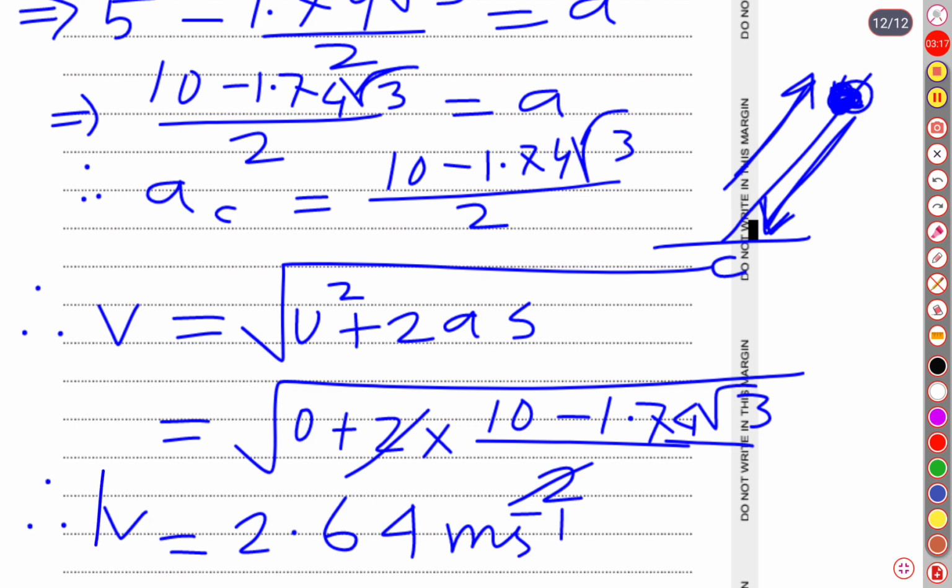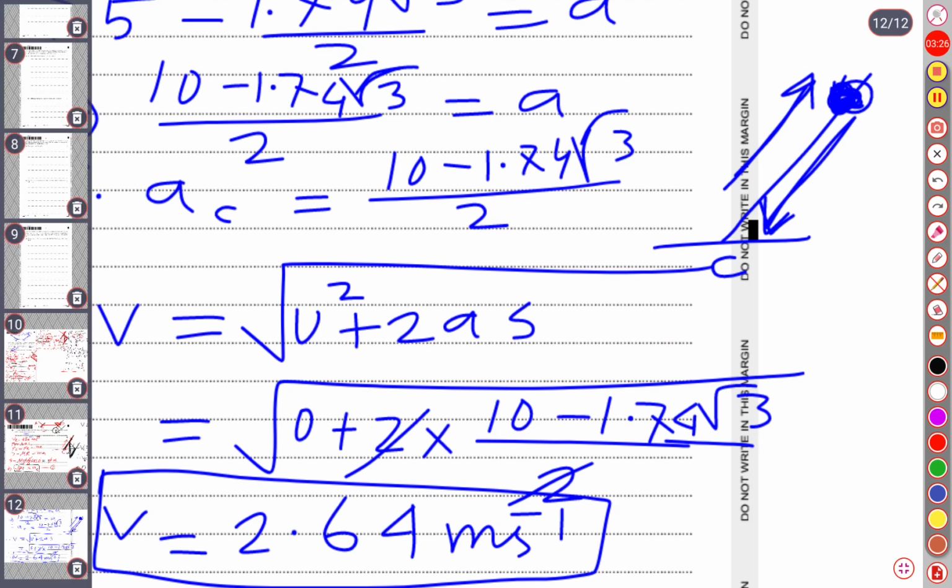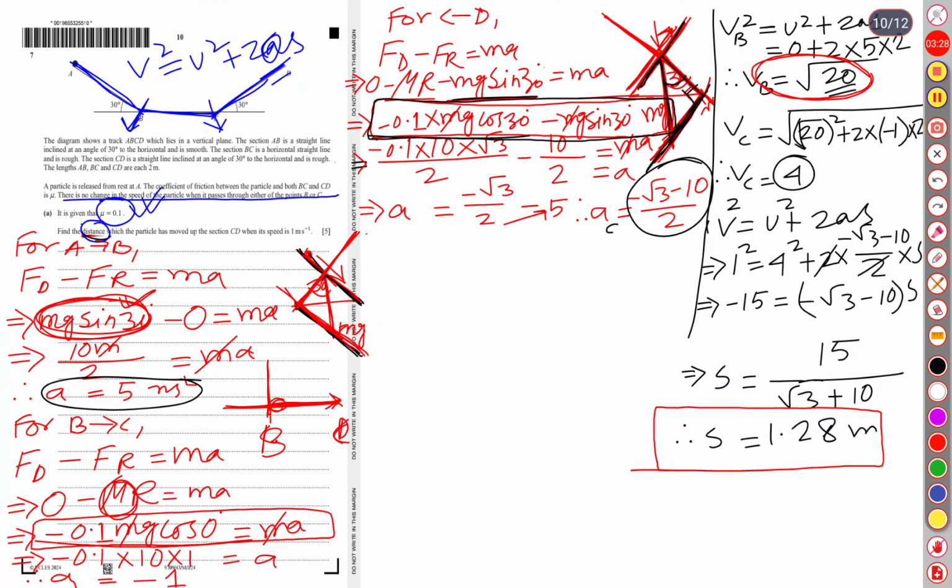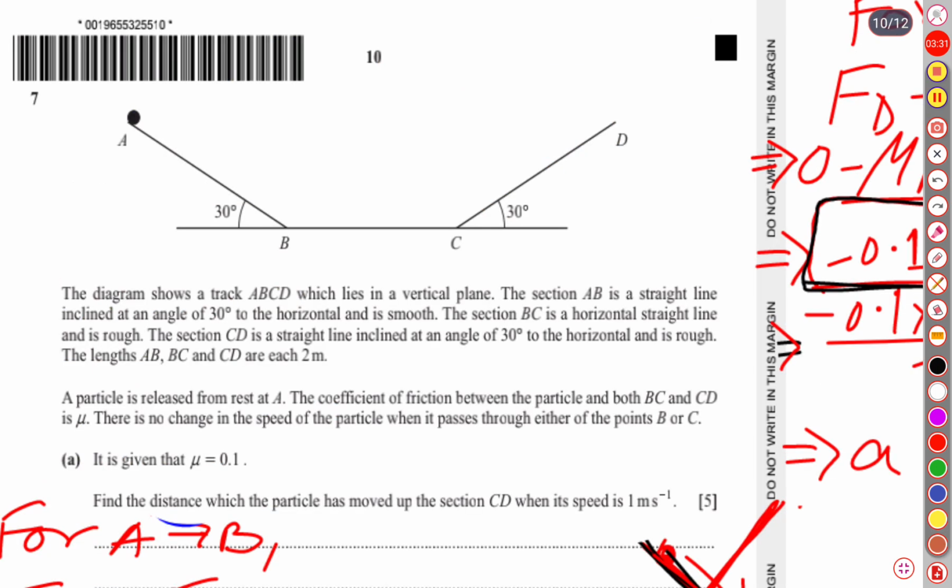Okay, so this is the velocity when the particle was coming down. So if I sum up both the answers, let's go back to the question. The question was this. Let me erase this. Well, there are three surfaces. First surface is actually smooth. Second and third, both the surfaces are rough. That's why we cannot calculate all of them together.